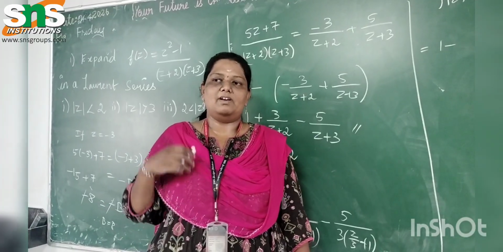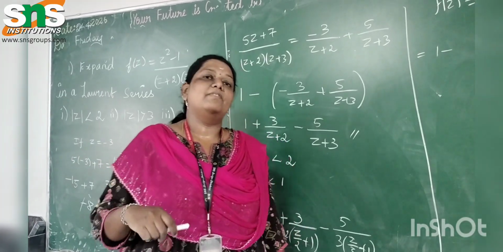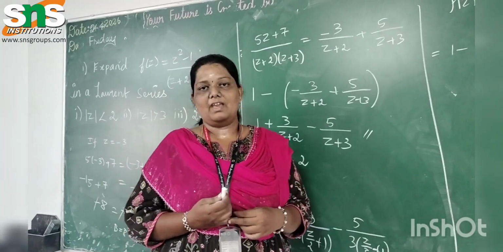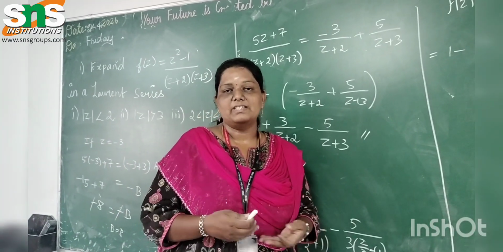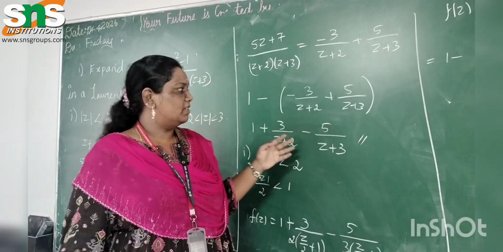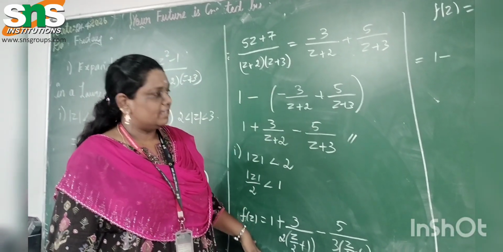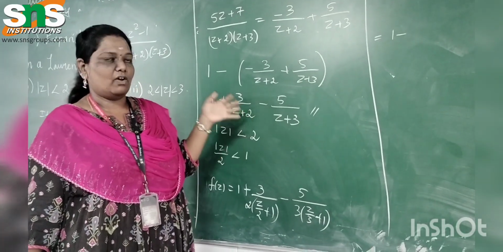In the previous sum we explained the Laurent series and found the values of A and B. The value of A is -3 and the value of B is 8, and then we are substituting those values in the equation, then we will get the equation like this. Now we are proceeding with finding the Laurent series.